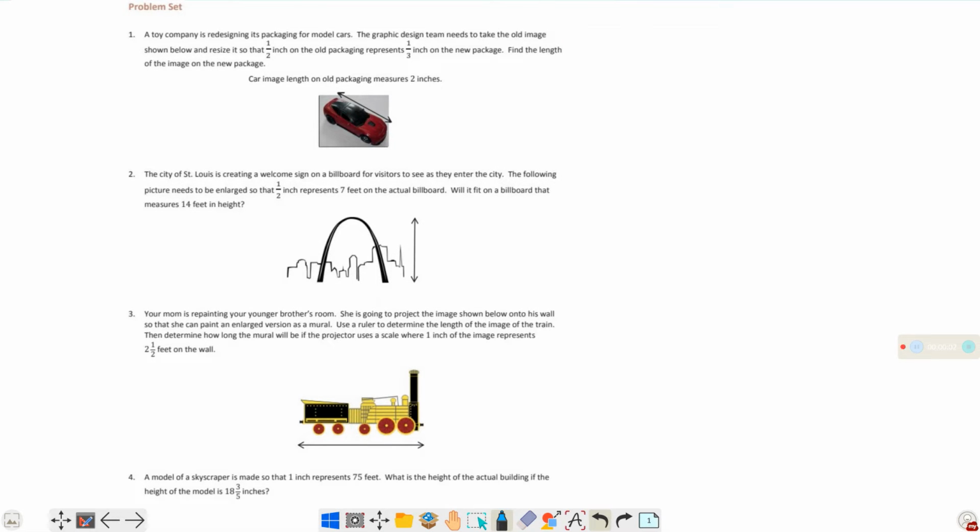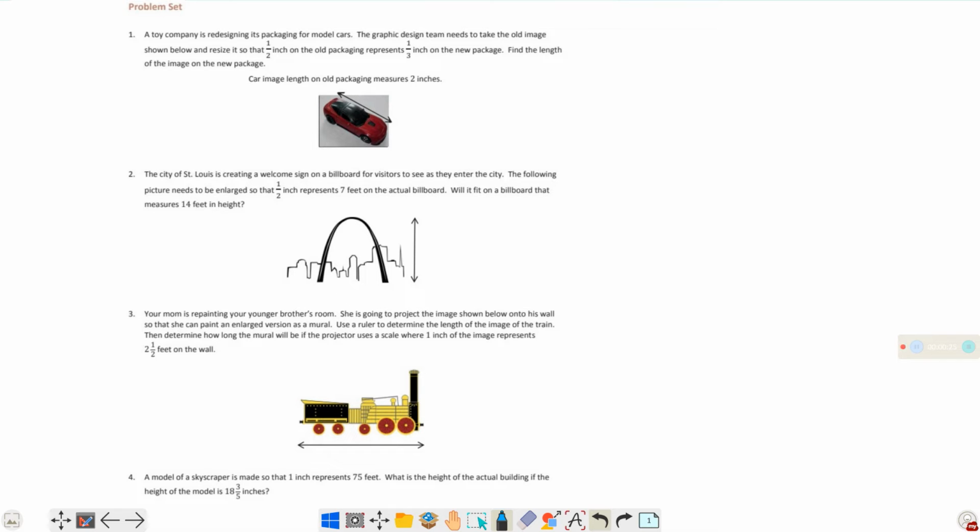A toy company is redesigning its packaging for model cars. The graphic design team needs to take the old image shown below and resize it so that 1/2 of an inch on the old package represents 1/3 of an inch on the new package. Our job is to find the length of the image on the new package.